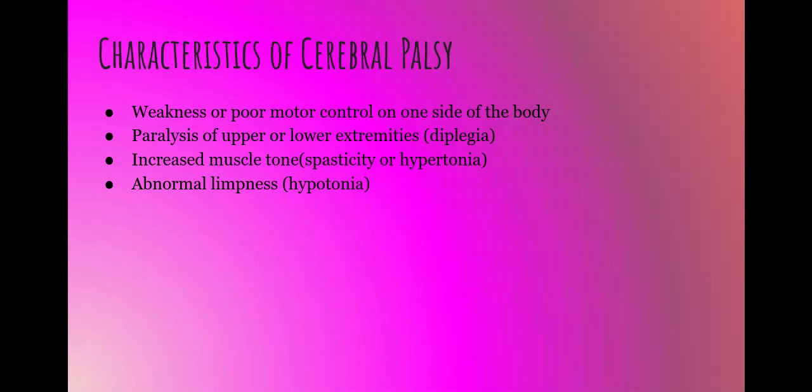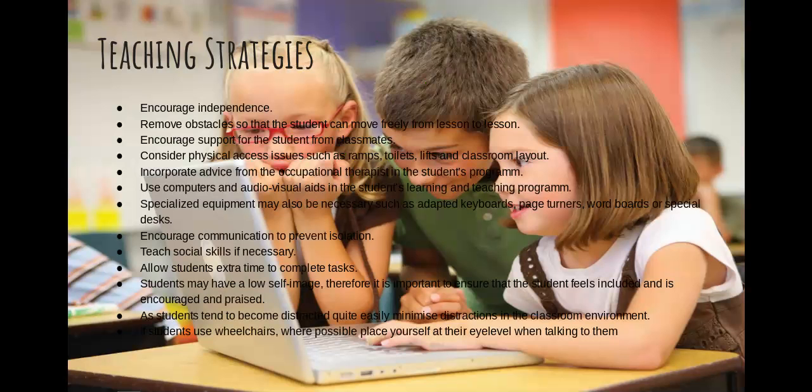Some of the characteristics, slightly different from the symptoms: weakness or poor motor control on one side of the body, paralysis of upper or lower extremities called dysplasia, increased muscle tone, spasticity or hypertonia, or abnormal limpness, which is the opposite, and that's hypotonia.